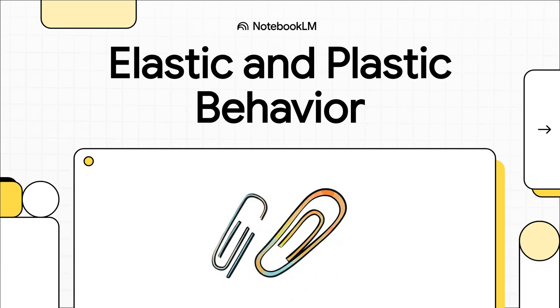Welcome to The Explainer. Today we're digging into the physics of materials. We're going to figure out why some things, like a rubber band, snap right back into shape, while other things, well, they just stay bent. Yep, we're talking all about elastic and plastic behavior.